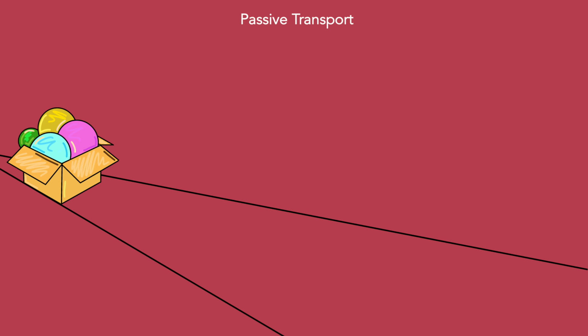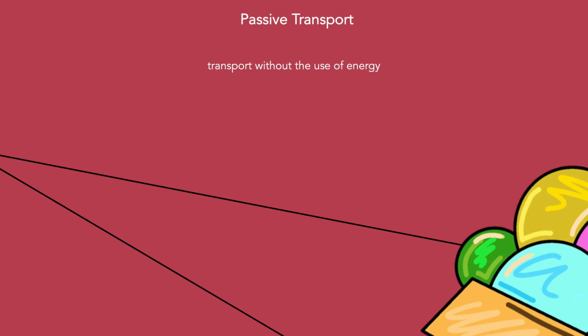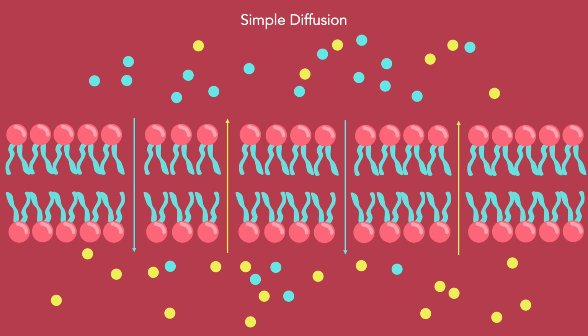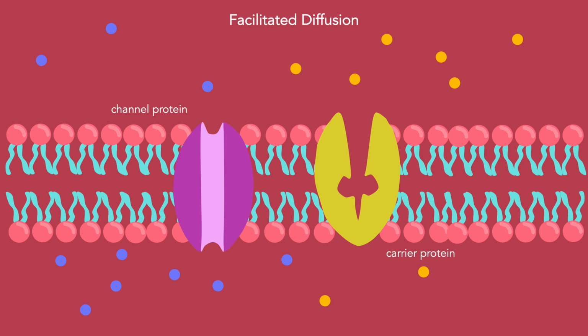Passive transport is when substances cross the membrane in either direction without the use of energy. This is because the substance is going down the concentration gradient, going from an area with high concentration to an area with a low concentration of that substance. There are two main kinds of passive transport: simple diffusion and facilitated diffusion. Simple diffusion is for small and nonpolar molecules that can easily cross the membrane without any help from proteins. Facilitated diffusion is for large and polar molecules that are only able to cross the membrane with the help of proteins.